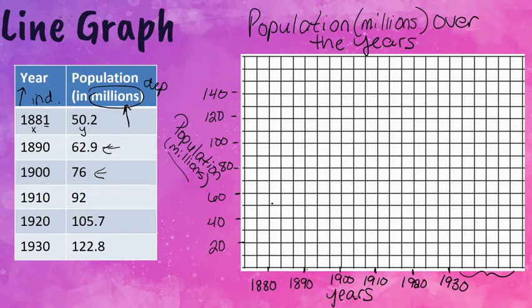Next, I have 1890. That's going to go up to about 63. So I follow it up. Okay, here's 60. This would be 70. So I need to go ahead and make it just below the midpoint. Oops. Let's go ahead and fix that one.